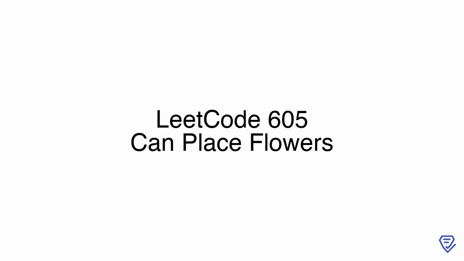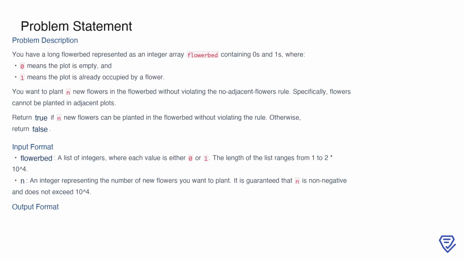Let's dive in. In this problem, you're given a flower bed represented as an array of integers called flowerbed. Each element in the array can either be 0 or 1. A 0 means that the plot is empty and available for planting, while a 1 means that the plot is already occupied by a flower. Your goal is to determine if it's possible to plant n new flowers in the flower bed while following one important rule: no two flowers can be planted in adjacent plots. If it is possible to plant all n flowers without breaking this rule, you need to return true.